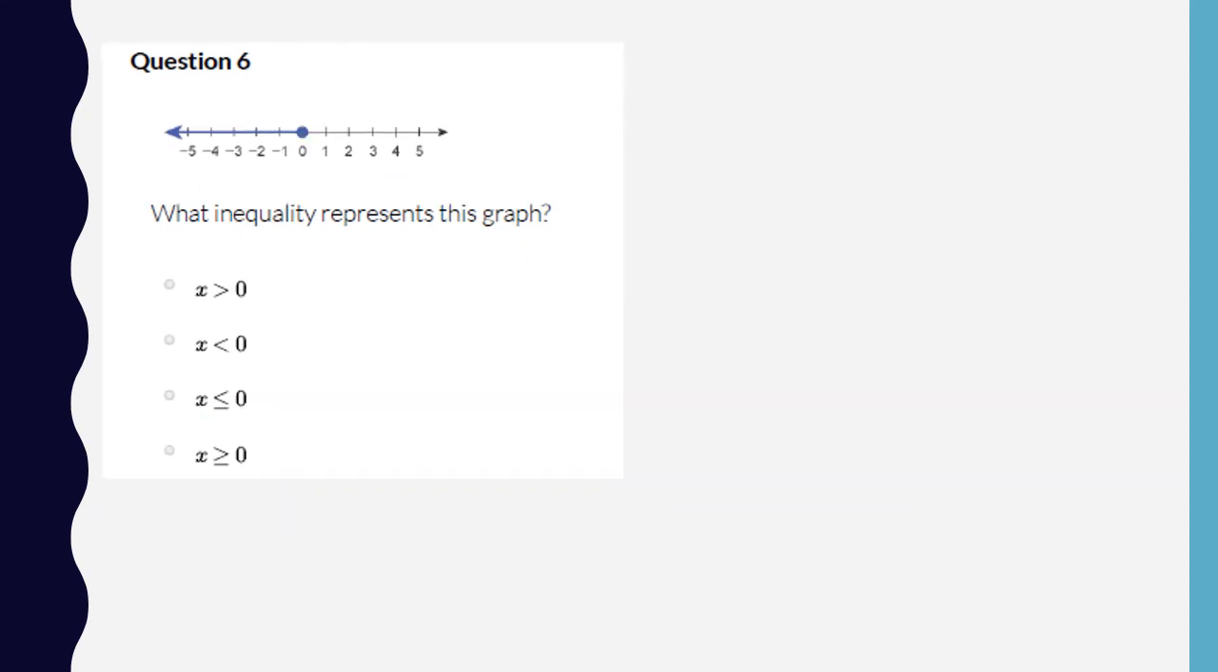On this one, I've got x and 0. Okay, I've got 0 there. It is a filled-in circle, which means that it's something or equal to. And my numbers are all to the left of 0, which means less than. Left is less than. So x is less than or equal to 0.